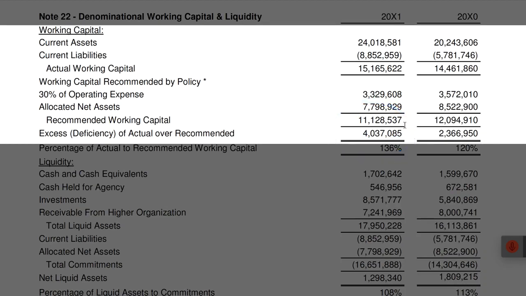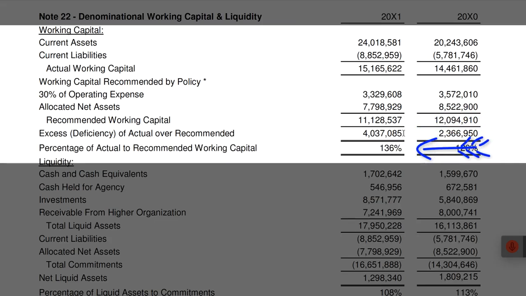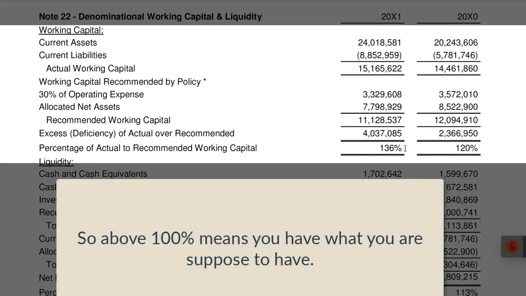Okay, so in this example, there's 15 million and you needed to have 11 and you have 4 million extra. And so you have 136%. That is 15 million divided by the 11 million. You have 136% of what you're supposed to have. So if you have above 100, then everything is fine. You are meeting the minimum suggested working capital.